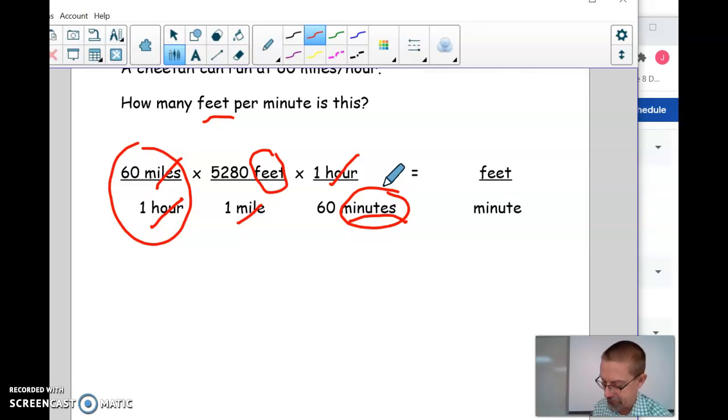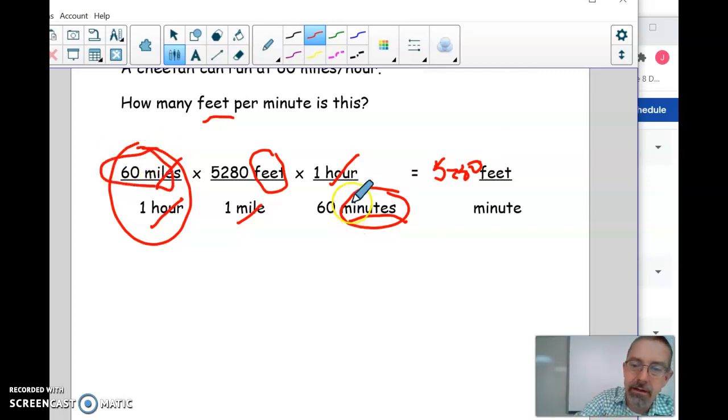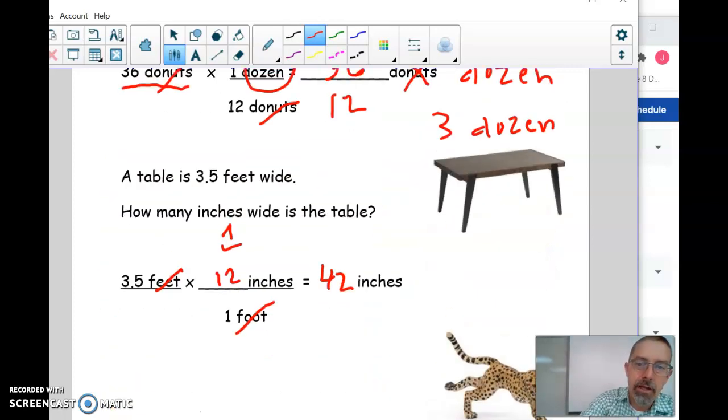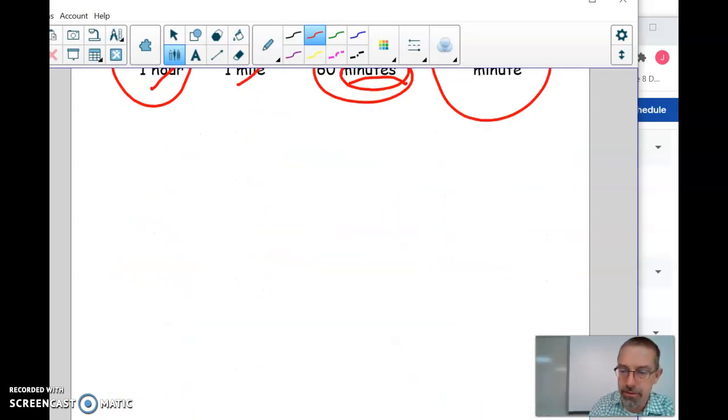So if I take 60 times 5,280, I get a big number, but then I'm going to divide that by 60. And you're going to find out that that actually ends up being 5,280 feet per minute. This just happens to be a happy accident that the cheetah runs at 60, and there's 60 minutes in an hour. So there's 5,280 feet a minute that a cheetah could run. So those are what are called dimensional analysis problems, and they help us convert from one unit to the next.